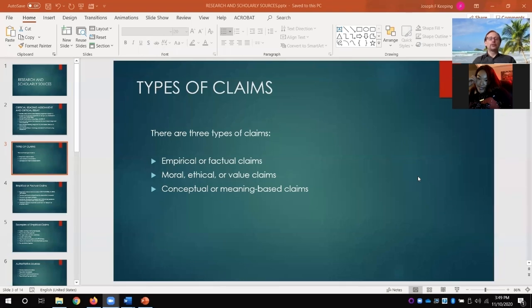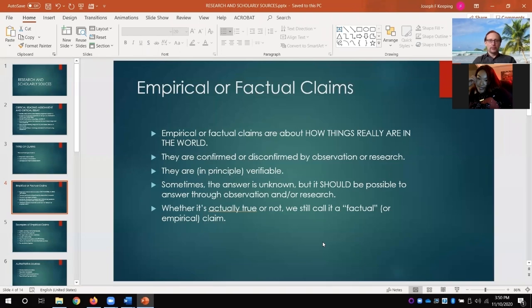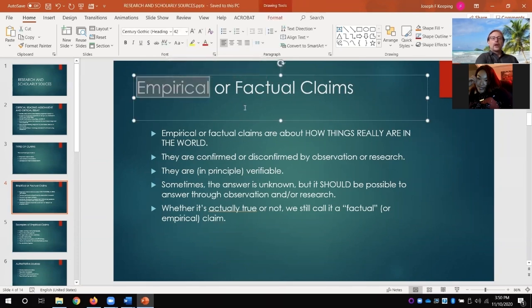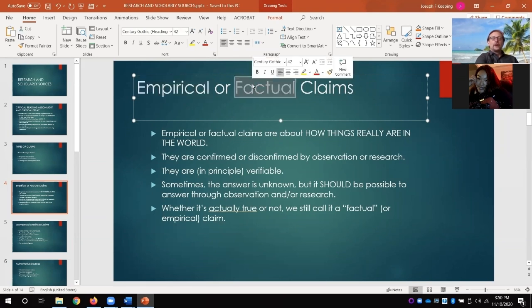I talked about conceptual or meaning-based claims in a previous class. I haven't talked about moral or value claims, but I will. And today, I'm going to talk about empirical or factual claims. So what is an empirical or factual claim? Now, I wrote this as empirical or factual because it's sort of like thesis and conclusion again. This is the technical term that experts and specialists use, and this is the everyday word.